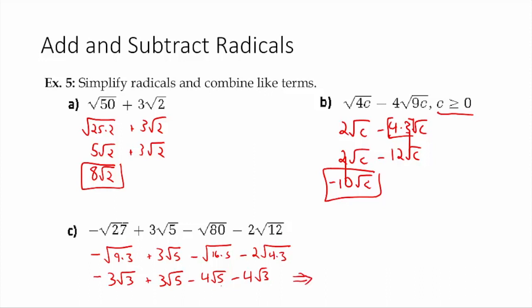You notice again we have a couple of root 5s and we have a couple of root 3s. So if we have negative 3 root 3 minus 4 root 3, we have negative 7 root 3. And we have a positive 3 root 5, subtract 4 root 5, which gives you a negative root 5.